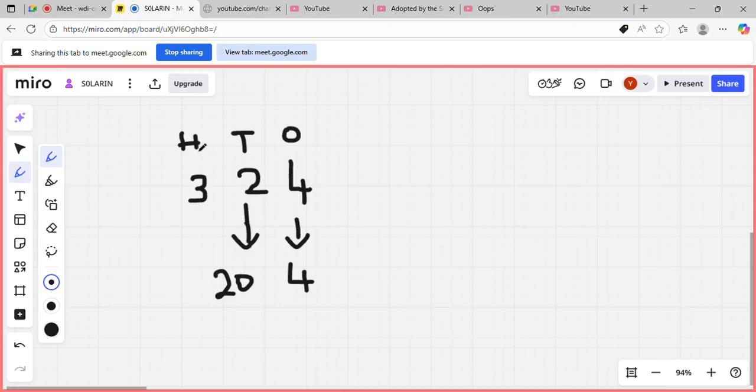So what is the actual value of this 3? This 3, the value is 300. So I'm going to write the value of this 3 down. The value of this digit is 300 because it's in the 100 spot. So it's going to be 300.